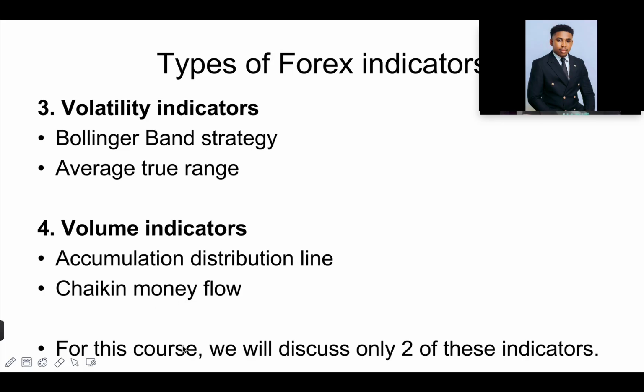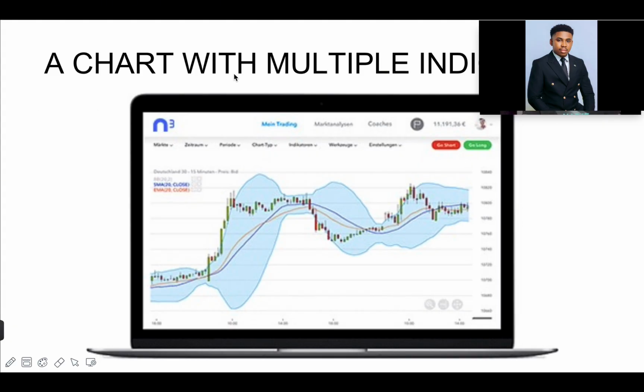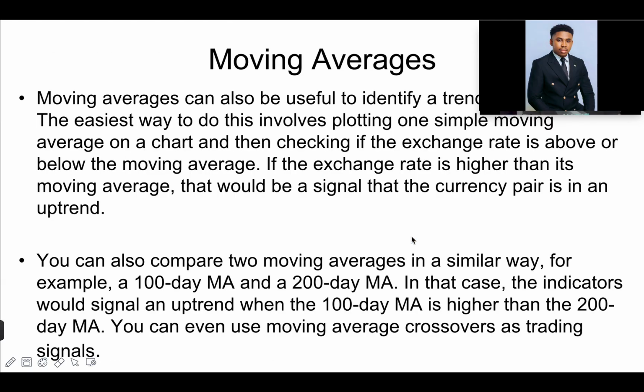For this course, we will discuss only 2 of these indicators just to make it brief. The rest will be explained more in the mentorship. So this is a chart with multiple indicators. Here you can see the Bollinger Bands, their moving averages, all on the same chart.